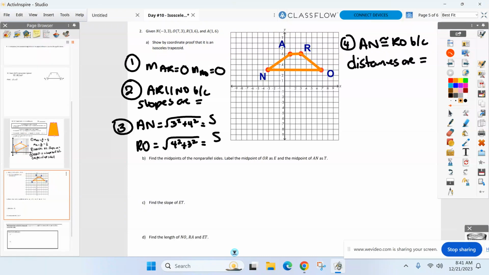Anytime you throw a formula down, next step, what did you learn? Congruent, parallel, perpendicular. And now we can wrap this up and say, hey, NORA is an isosceles trapezoid.